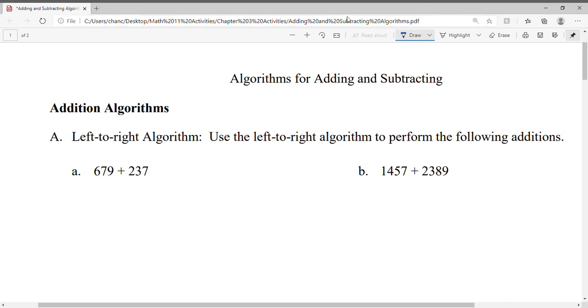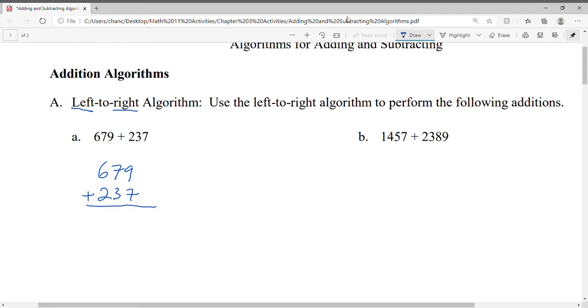In today's lecture, let's explore different algorithms for adding and subtracting. The first method is from left to right. Now normally when you add 679 plus 237, you're going to add from right to left. But in this method, we're going to go from left to right.